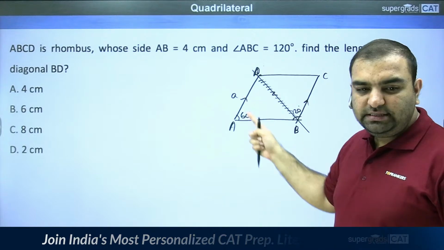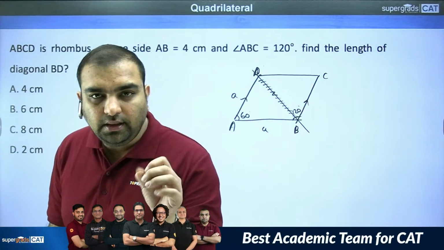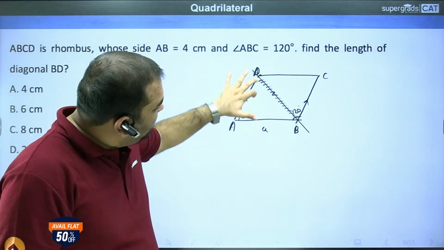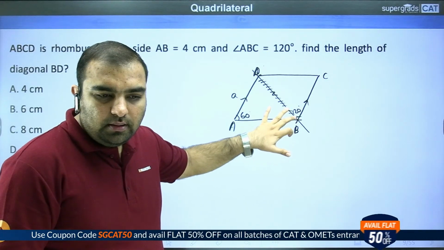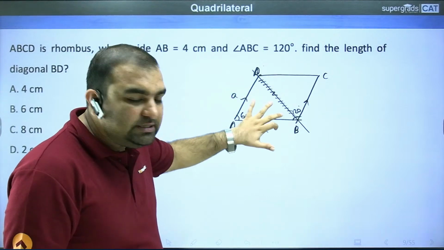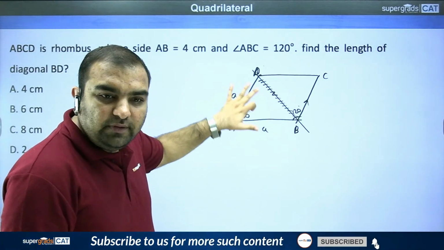रोम्बस में एडजेसेंट साइड्स आर इक्वल. तो अगर ये दोनों साइड्स इक्वल हैं, तो इनके अपोजिट एंगल्स भी इक्वल होंगे. एक एंगल 60 है, 120 को टू इक्वल पार्ट्स में डिवाइड कर दो, 60 ईच.